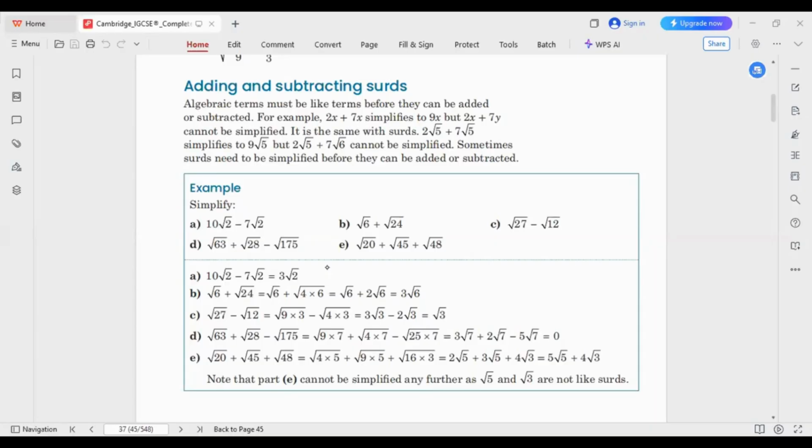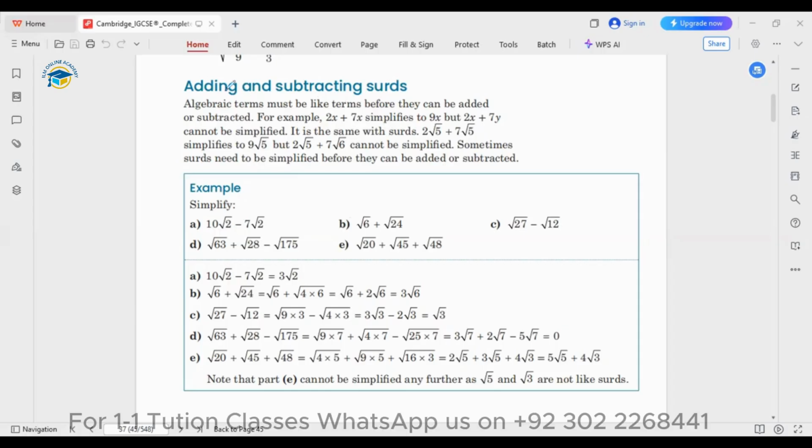In today's lecture, I'm going to discuss addition and subtraction of surds. As in the previous lecture, we have done some simplification with the surds. So this time we will be going on with adding and subtracting surds. As far as addition and subtraction of surds is concerned, we can only add or subtract the surds if we have the similar numbers inside the surds.